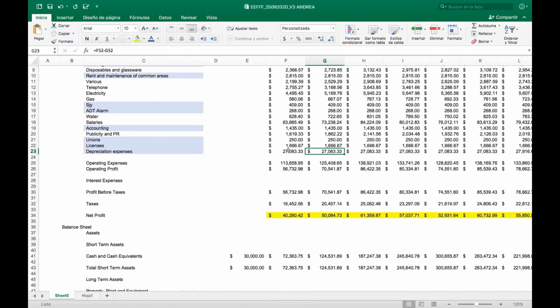Okay, with the formula? With a formula, yeah. That's a straight line depreciation. Okay.